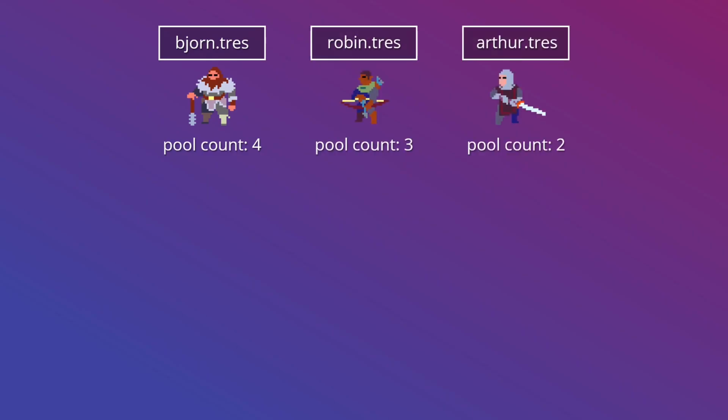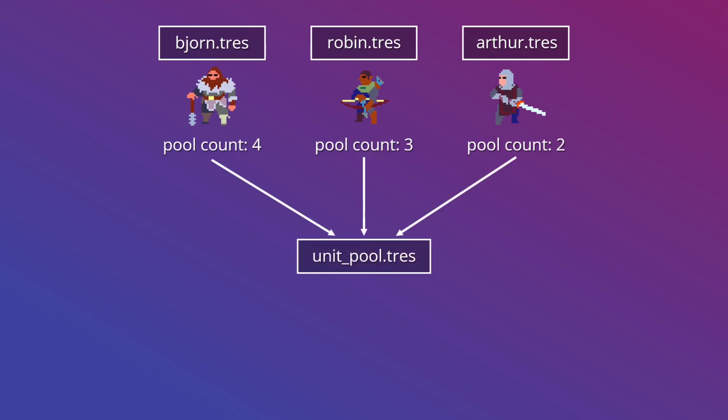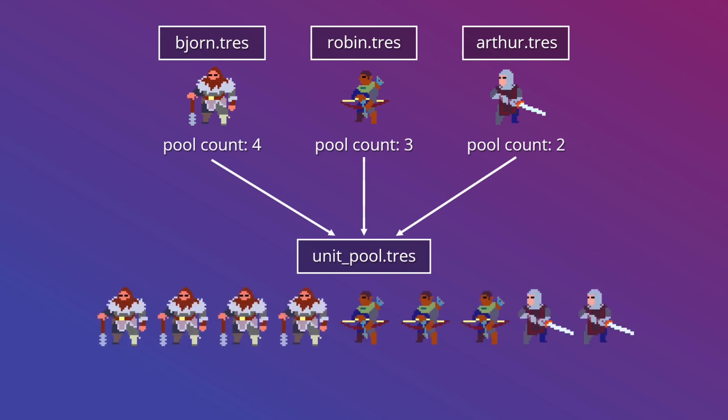So let's say we have those 3 UnitStats resources with their corresponding pool counts. When we have this data available, we can use the unit pool resource to generate the unit pool based on the pool count. So the unit pool will look like this. We'll have 4 Björns, 3 Robins, and 2 Arthurs inside the unit pool. All of this is based on the new pool count property. What about getting a random unit?